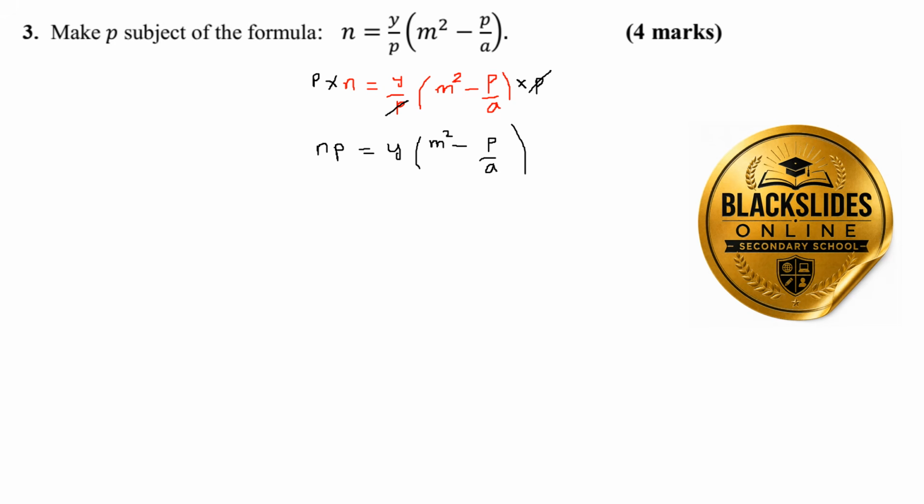Next, brackets are not helpful. We need to remove them. So remove brackets by expanding the expression on the right-hand side. So multiply this y by everything we have here. So y multiplied by m squared will give us ym squared. Y multiplied by p over a will give us yp over a.